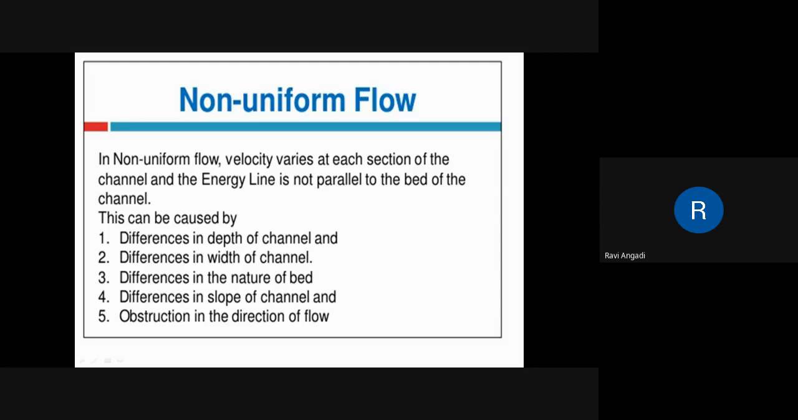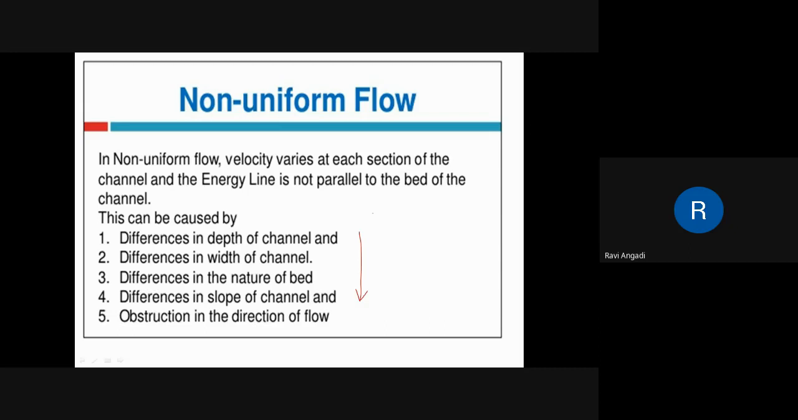Let us look at the first one. What causes the non-uniform flow? That is differences in depth of the channel. If there is a change in the depth of the channel, then there are chances of getting a non-uniform flow. The second one is differences in width of the channel. Even if the width of the channel is varying, again we get non-uniform flow. Differences in the nature of the bed also give a non-uniform flow. Differences in the slope of the channel also give non-uniform flow, and any obstruction in the direction of flow gives non-uniform flow.